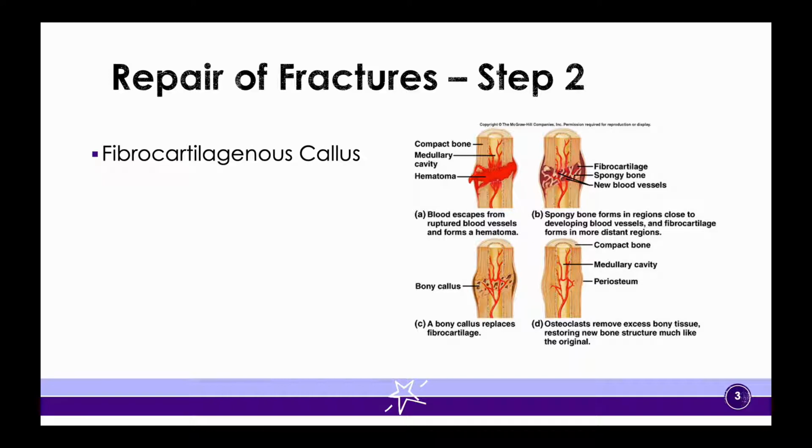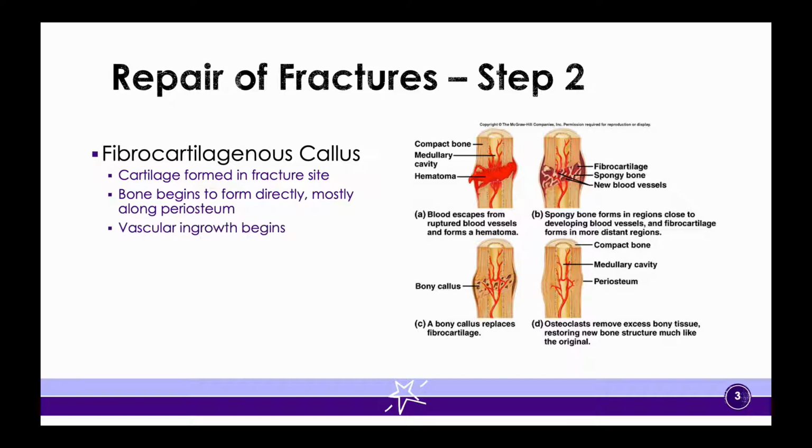The second step is the fibrocartilaginous callus formation. So cartilage is formed at the fractured site. The bone begins to form directly around that area, and usually it's along the periosteum layer. So we've got bone that's starting to form or cartilage that's starting to form. Then we have a lot of growth of blood vessels. So we get a lot of vascular growth that is coming in order to bring more nutrients to the area.